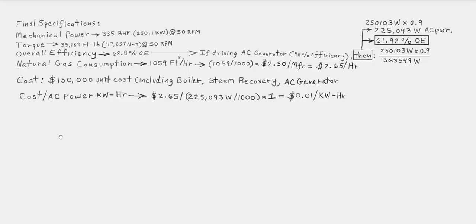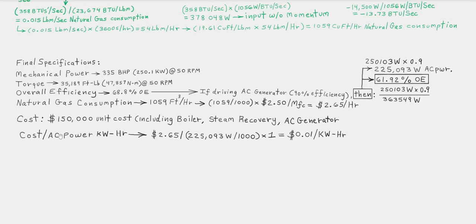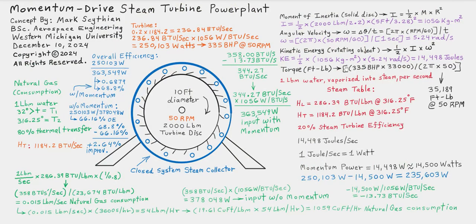And so the final specifications: mechanical power 335 brake horsepower, that's 250.1 kilowatts of mechanical power at 50 RPM. We have a torque value of 35,189, and I missed that step up here. Let me go back up here. So we have our torque value. So we have our brake horsepower times 33,000 foot-pounds per minute per horsepower, then divided by the product of 2 pi radians times 50 RPM, and then we get 35,189.